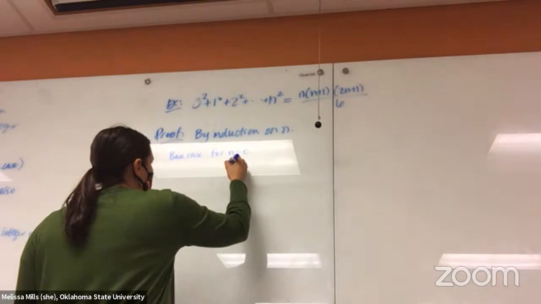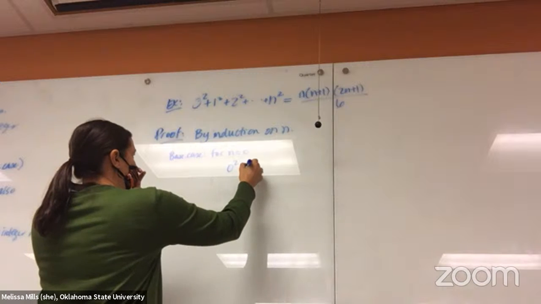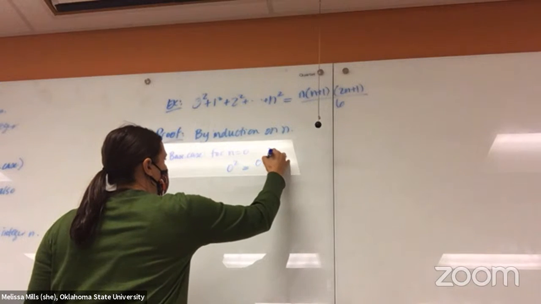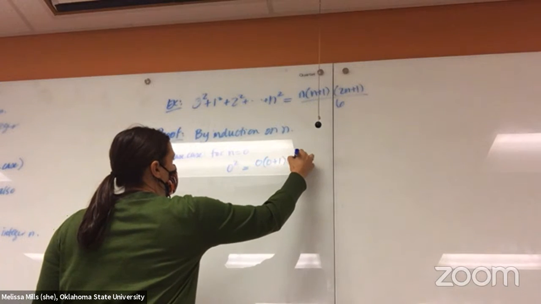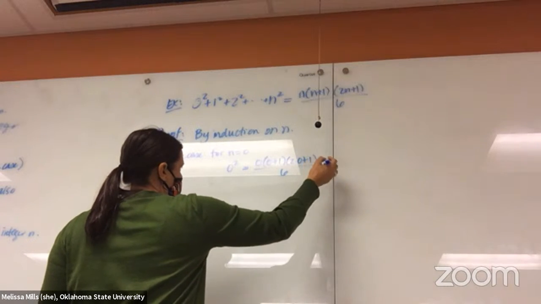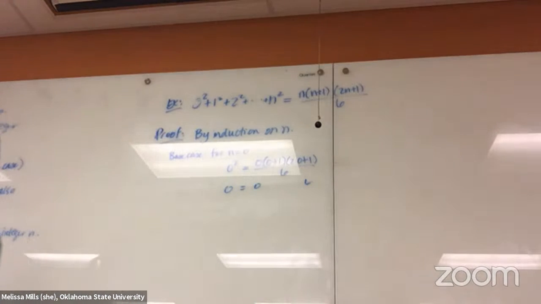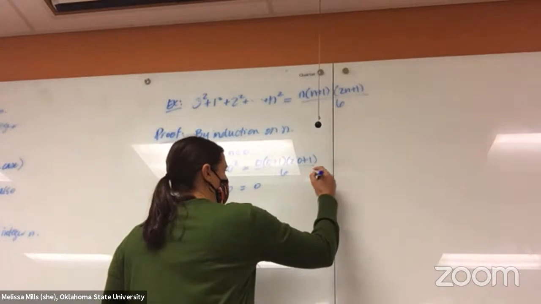Well, on the right hand side, I have 0 squared. On the left hand side, I have 0 times 0 plus 1 times 2 times 0 plus 1 over 6. Well, both of those are 0. So it checks out. So the base case is usually boring, right? So it works for the base case. It works for the first number we're considering. So I just put a little check mark there.